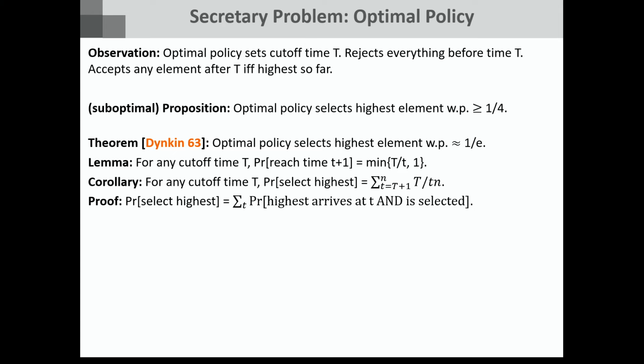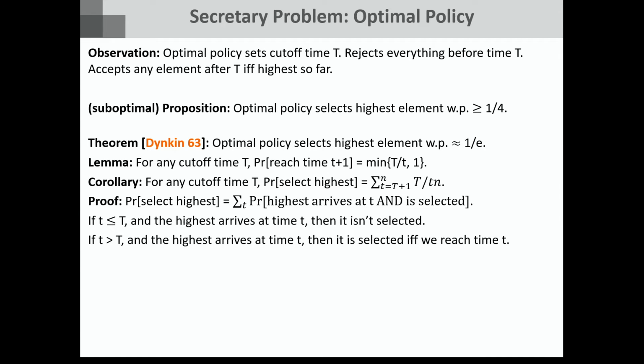So the probability that we select the max weight element just sums over every time step the probability that the highest element arrives at that time step and is selected. Okay, if little t is less than our cutoff and the highest element arrives at time t, it definitely isn't selected, so this term will be 0. If instead it arrives after the cutoff, then it's selected if and only if we have not accepted something before reaching there, so if and only if we reach that time step. Okay, but we worked out in the lemma exactly what this probability is.